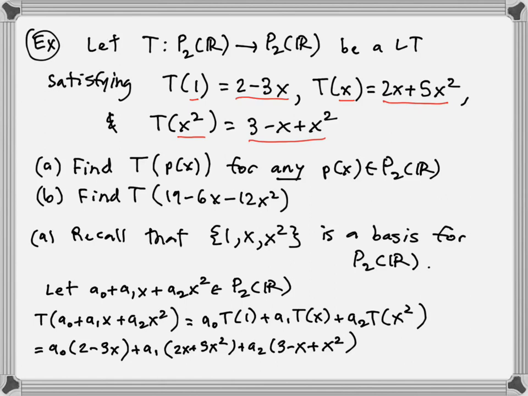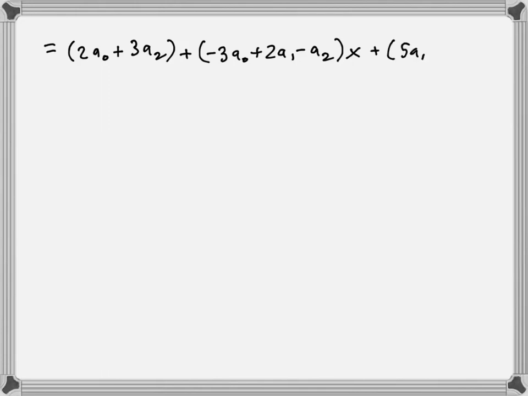And if we were to combine like terms, we actually end up with, let me write the answer on the next page here. This is equal to, combining like terms, 2a0 plus 3a2 plus the other terms, negative 3a0 plus 2a1 minus a2, times x, plus, and then we get 5a1 plus a2 times x squared. Okay, so that is the answer to part A.